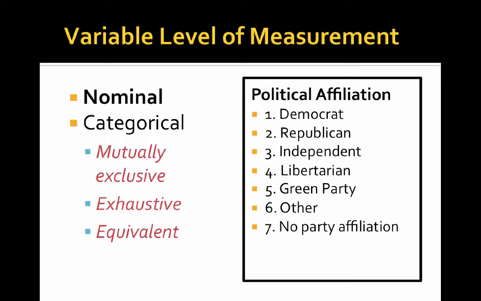If I had included, for example, Tea Party Republican, that would mess up my category system, right? Because now they would be no longer mutually exclusive because you would be both a Republican and a Tea Party Republican. And they would also not be equivalent because Tea Party Republican is not a party. It's a segment of a party. So we want to make sure when you're designing your categories that they are mutually exclusive, exhaustive, and equivalent.